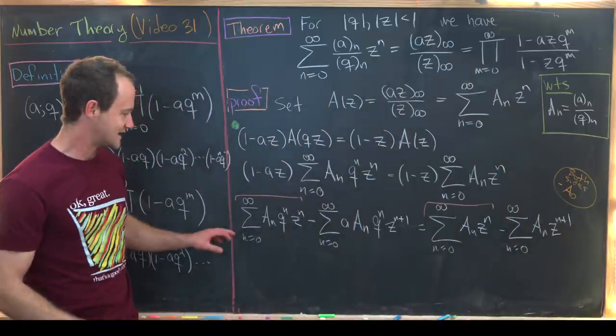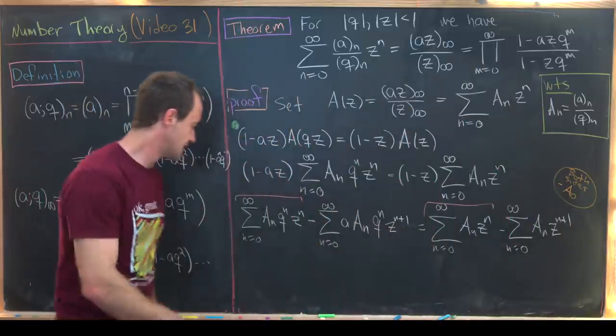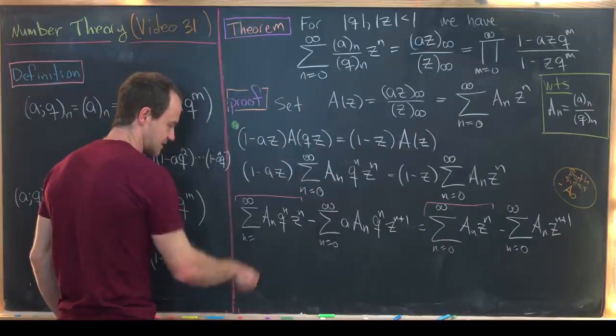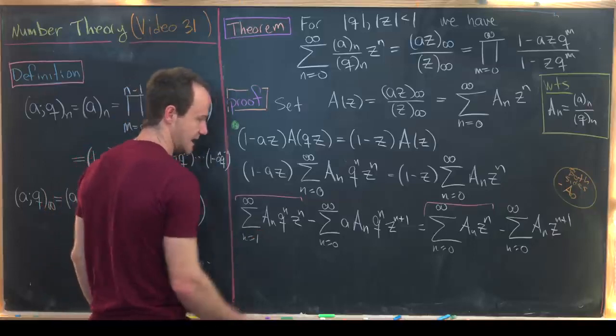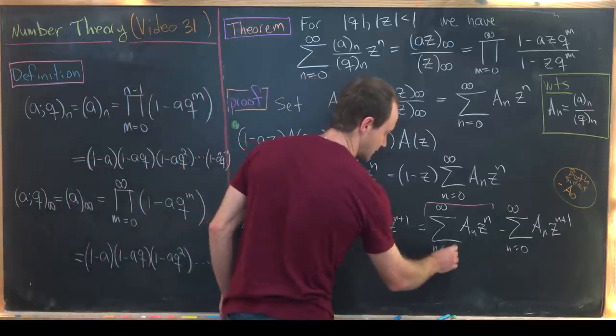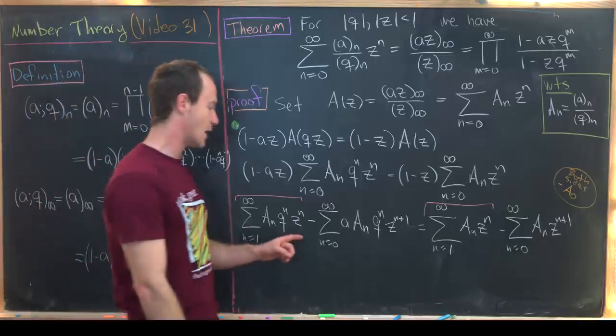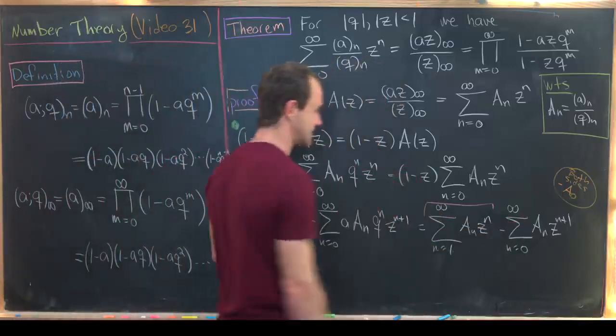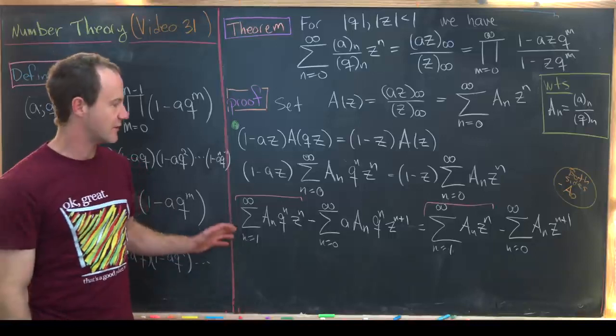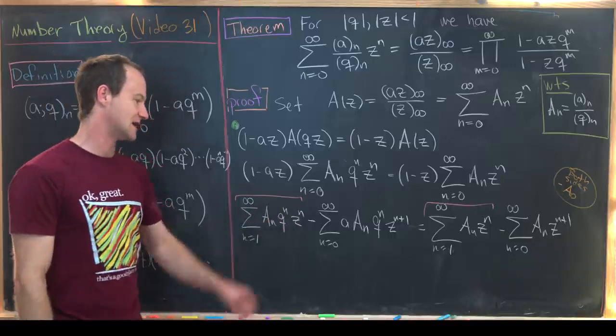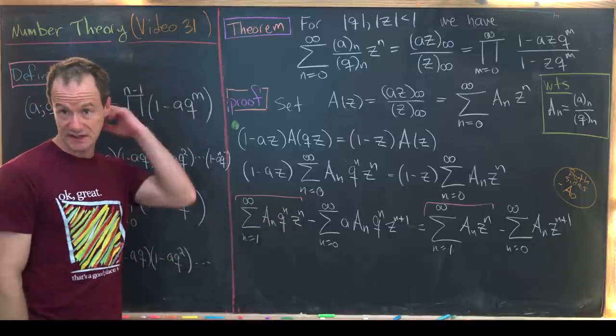But what effect does that have on these two sums? That means these two sums can now start at n equals 1 instead of n equals 0. But what's the use of that? Well, the use of that is now we can re-index these two sums so that we have the same index and the same exponent of z.